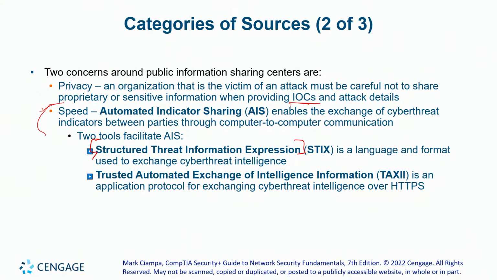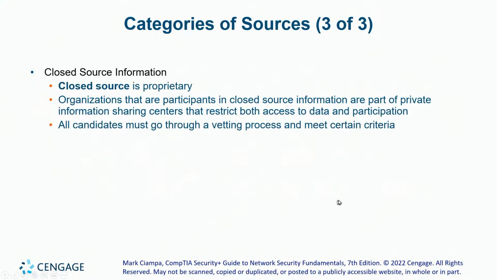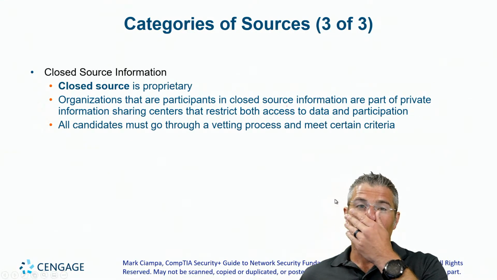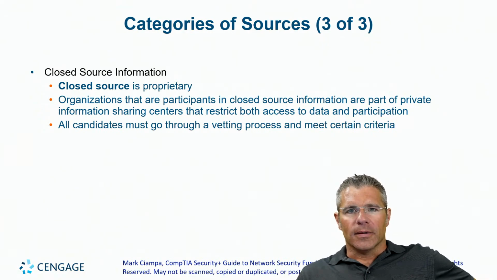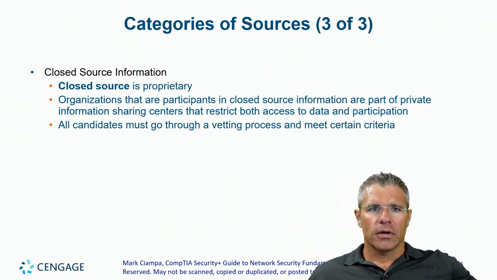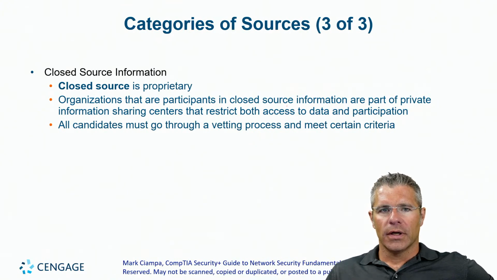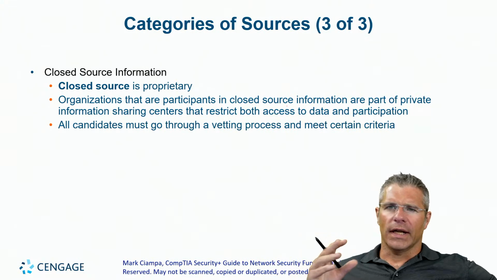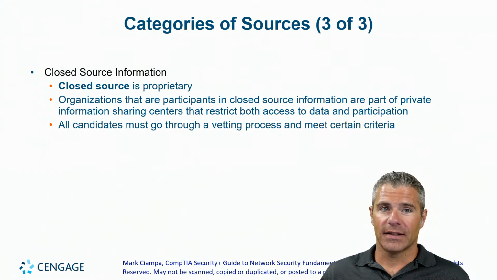And trusted automated exchange of information intelligence is another protocol for doing that over secured web traffic, or HTTPS, the hypertext transfer protocol secure, to get that cyber threat intelligence, the cute buzzword we use here, around. And then closed source information is proprietary stuff that may be disclosed within a small group of private information sharing centers that you need to be on the guest list to get into.